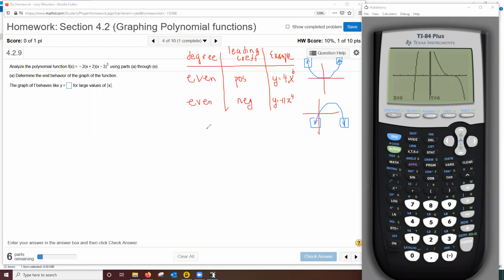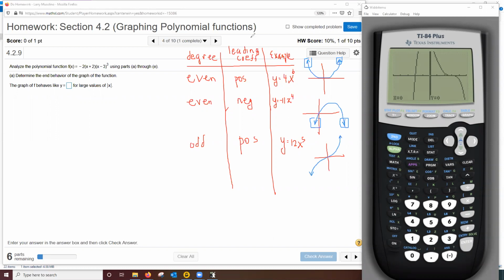That's what these graphs are intended to show. All right, well, let me flip it now. How about if the degree is odd? And what if the leading coefficient is positive? So an example of this might be, let's say, y equals 12x to the 5. So the coefficient is positive, but the degree here is degree 5. That's odd. Well, this graph is going to go something like this.